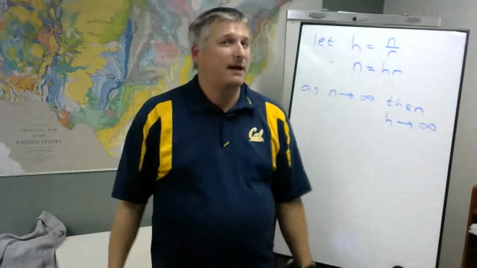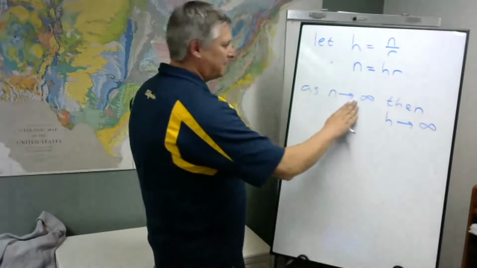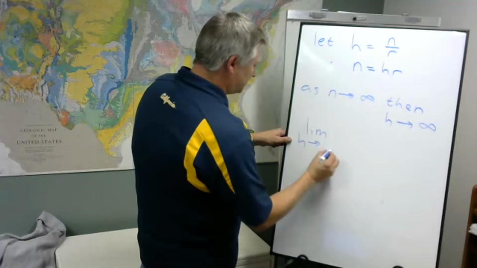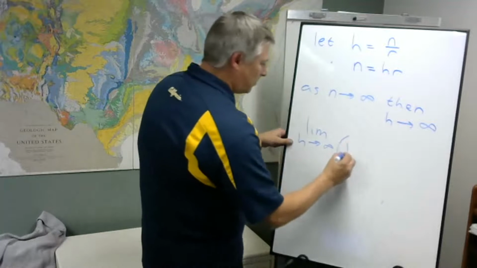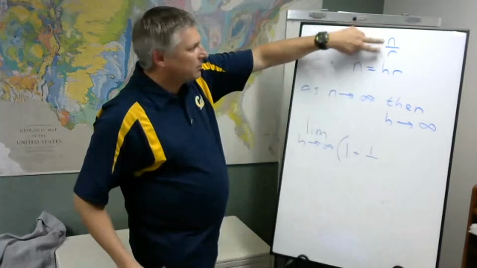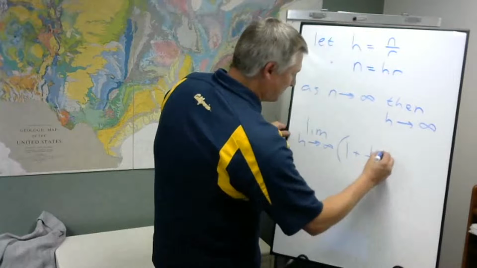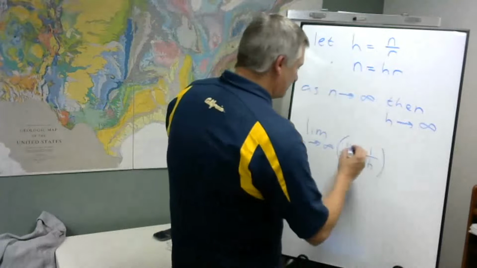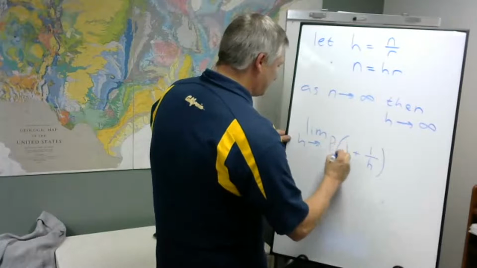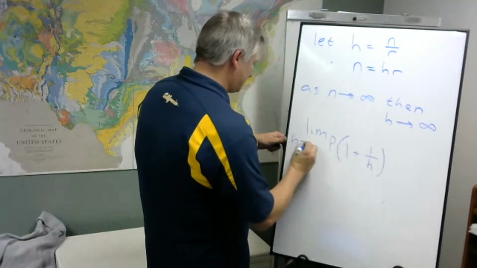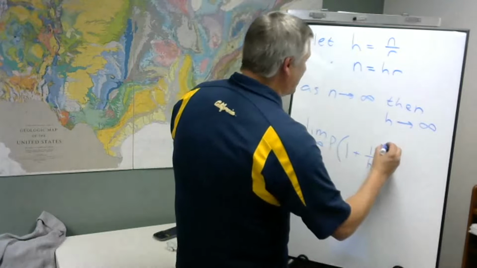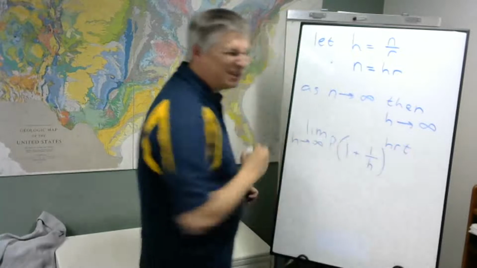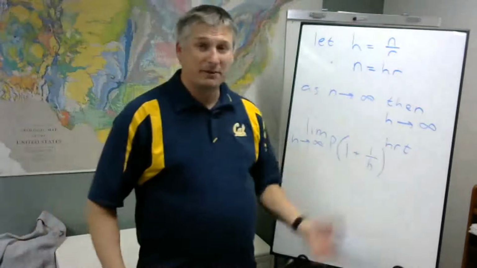So now we're going to rewrite that limit. We can replace this with this. So now we've got the limit as h goes to infinity. We had 1 plus, now h was equal to n over r. That's what we had here. And then n equals hr. So we had nt. Oh, and let me not forget the p here. So now with t, n is hr, and we still have that t there. But we replaced n with hr.